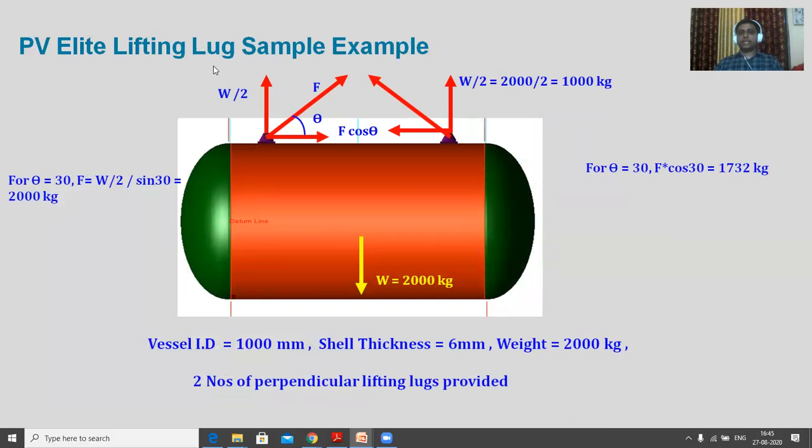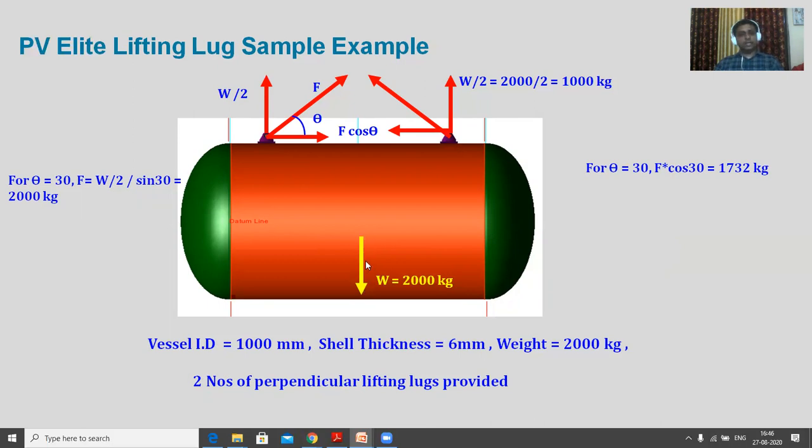Now let's take one example. Let's say we have one equipment. That equipment has one shell, two dish ends, and it is equidistant, or we can say symmetric geometry. So its CG will be exactly at the center, and the weight of that total equipment is 2000 kg. How much? 2000 kg. Now there is one lifting lug over here and another lifting lug over here. So what will be the forces and how to resolve those forces?